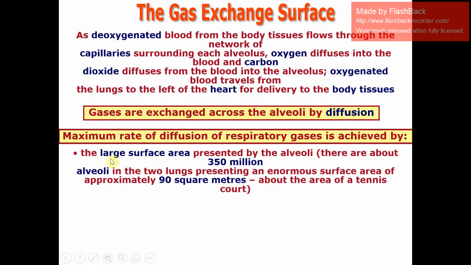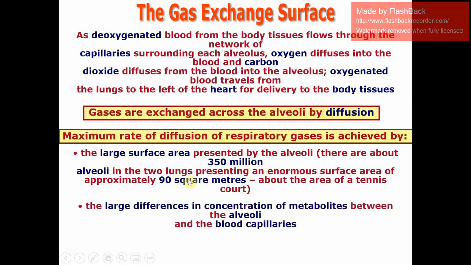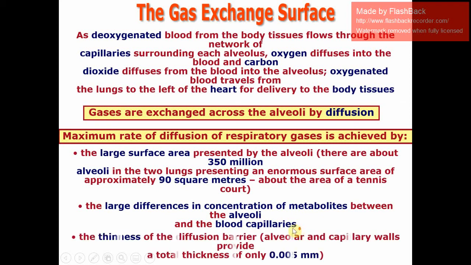So, little facts about your alveoli. You have a huge number of them, 350 million, making a huge surface area about the size of a tennis court, you can see there. And then there's a large difference in concentration of metabolites between alveoli and blood capillaries. So that also creates this difference of concentration.